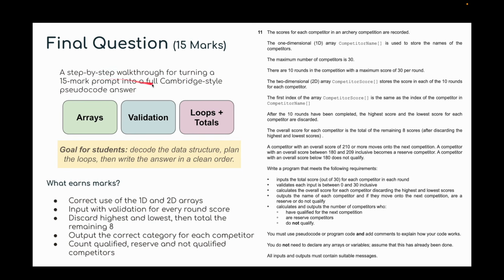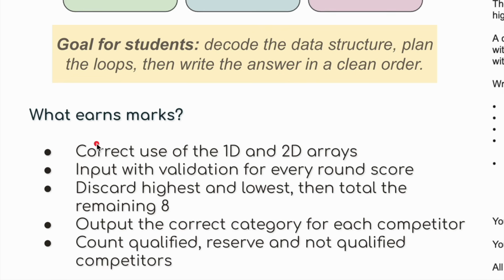Final question, a step-by-step walkthrough. That's what I've done. We are looking at arrays, validation, loops, and totals, which is where we're going to get marks. The goal for the students is to decode the data structure, plan the loops, then write the answer in a clear order. We're going to earn marks for correct use of 1D and 2D arrays, input with validation for every round scored, discarding the highest and lowest scores and totalling the remaining 8, outputting the correct category for each competitor, and counting qualified, reserve and non-qualified competitors.